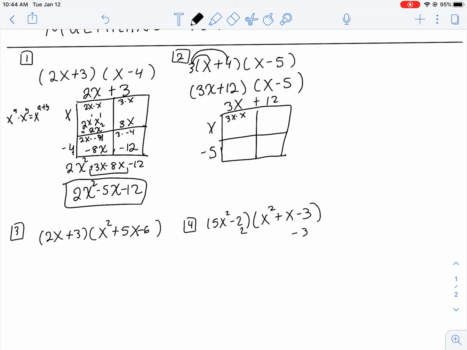So 3x times x, remember that's x to the first, x to the first. So 1 plus 1 is 2, so 3x squared. 12 times x is 12x. 3x times negative 5 is negative 15x. And 12 times negative 5 is negative 60. So now we're going to rewrite them and figure out if we have any like terms. And we do, the x terms are right here, so we're going to add the numbers in front and keep the variable the same. So negative 15 plus 12 is negative 3x minus 60.